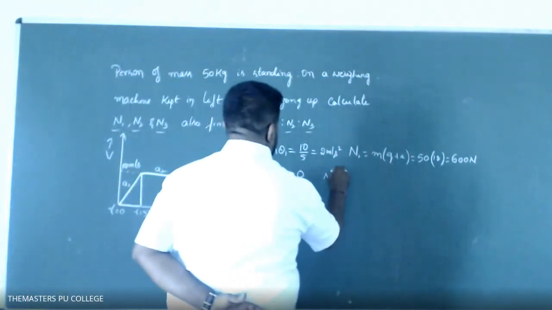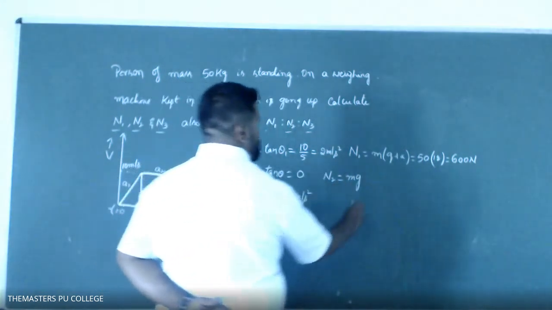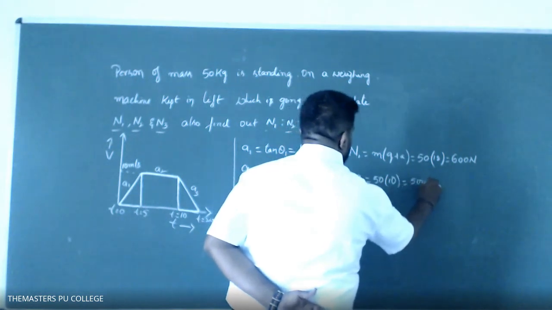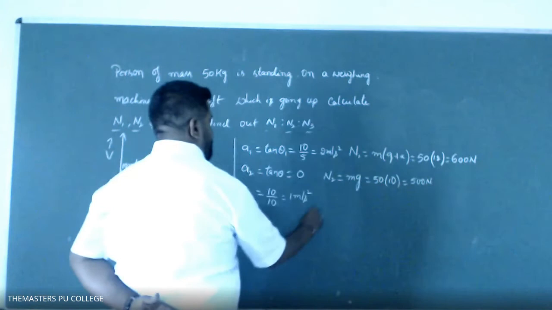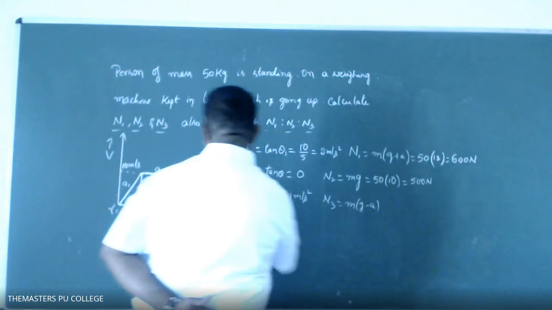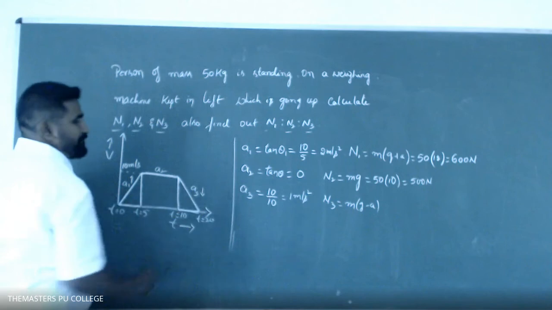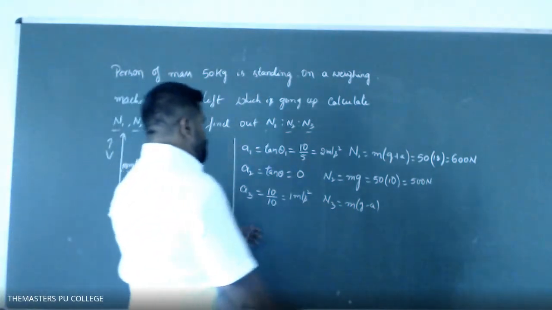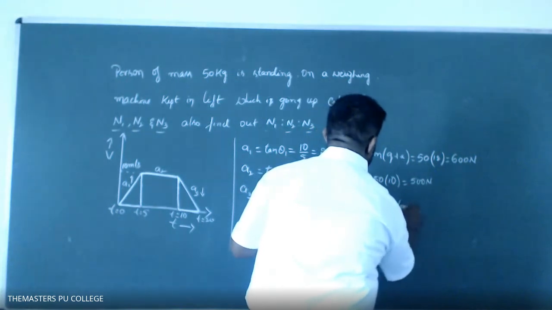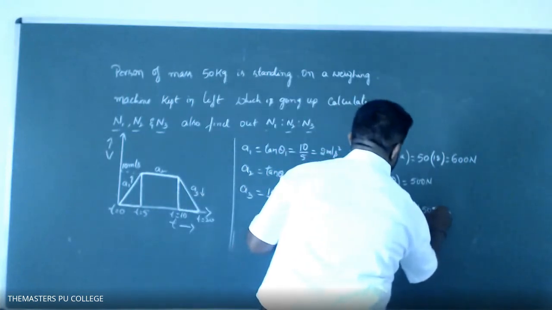N2 is equal to mg. If acceleration is 0, N2 is equal to mg. M is 50 and G is 10, so that is equal to 500 Newton. N3 is equal to M of G minus A because the acceleration is downward. A1 is upward and A3 is downward. So 50 into 9, since 10 minus 1 is 9, so that is equal to 450 Newton.